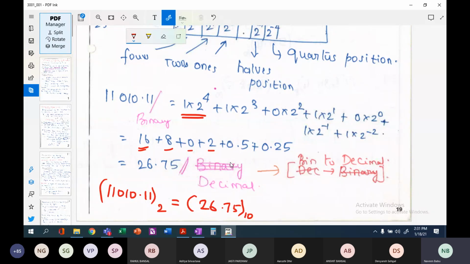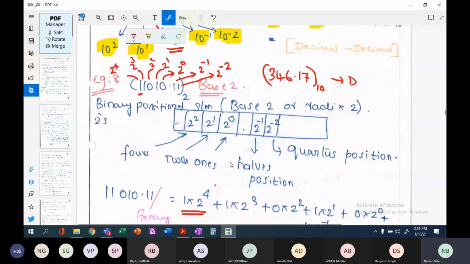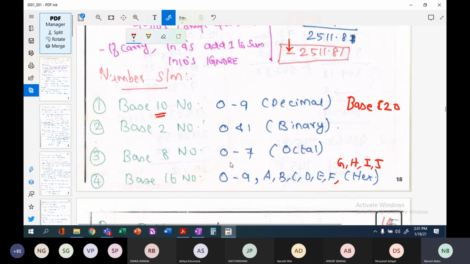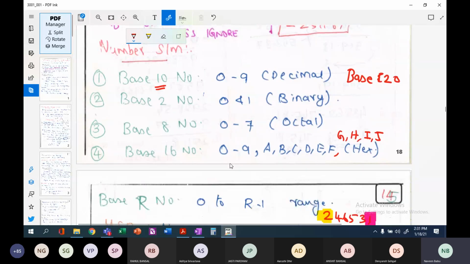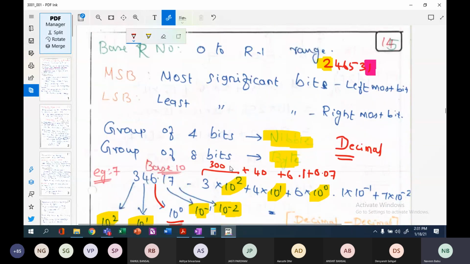Totally how many conversions we have to do? At least if we handle these number systems, we have binary to decimal, decimal to binary, binary to octal, octal to binary, binary to hexa, hexa to binary. Likewise, decimal to octal, octal to decimal, decimal to hexa, hexa to decimal. So all the multiple combinations of conversions are there.